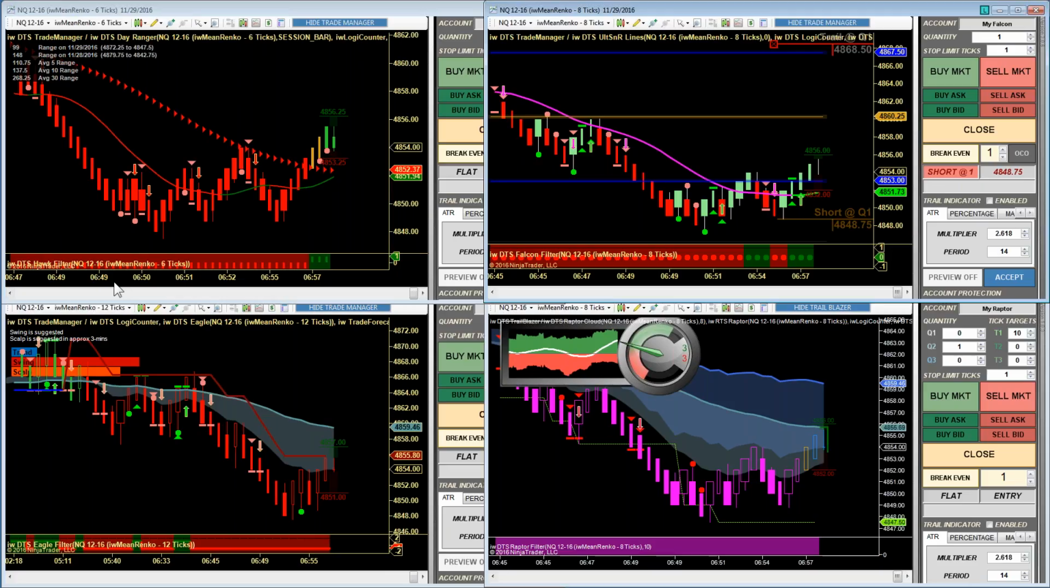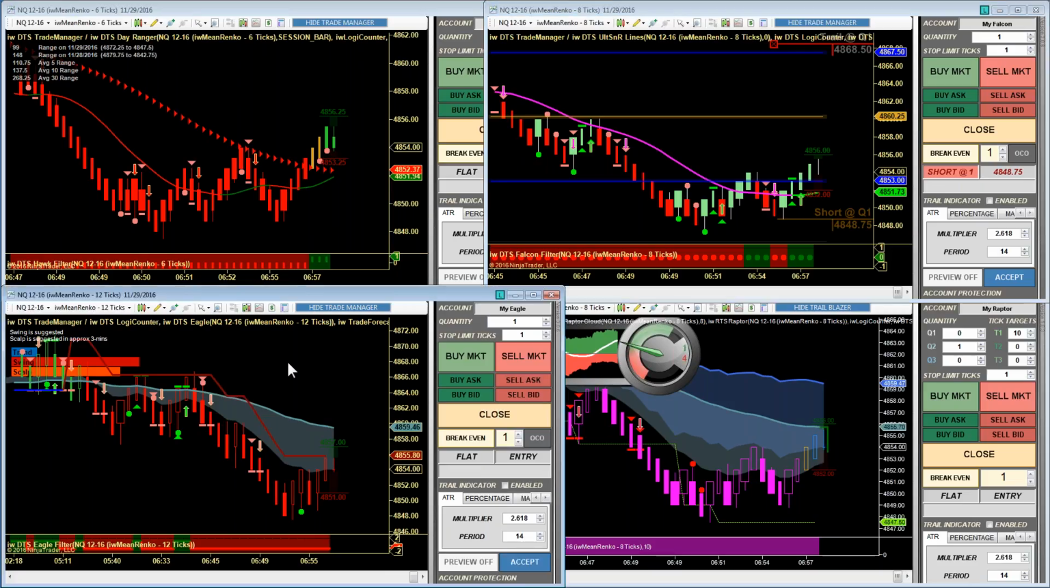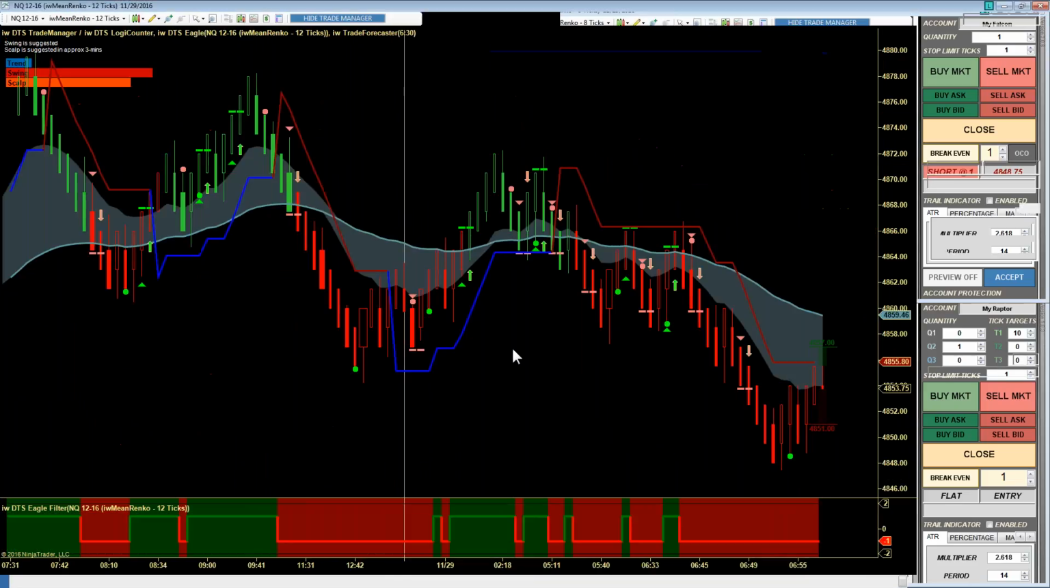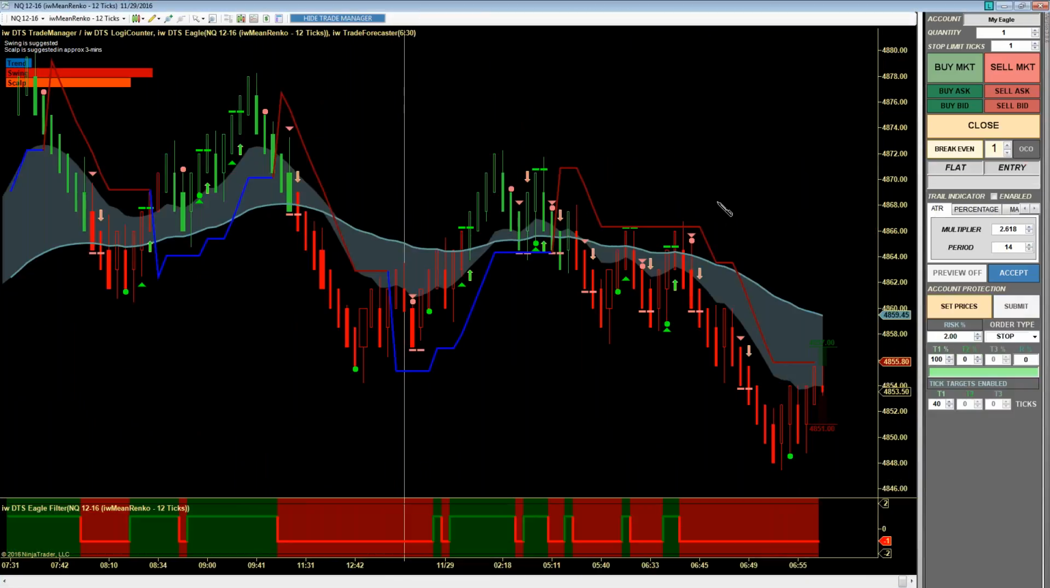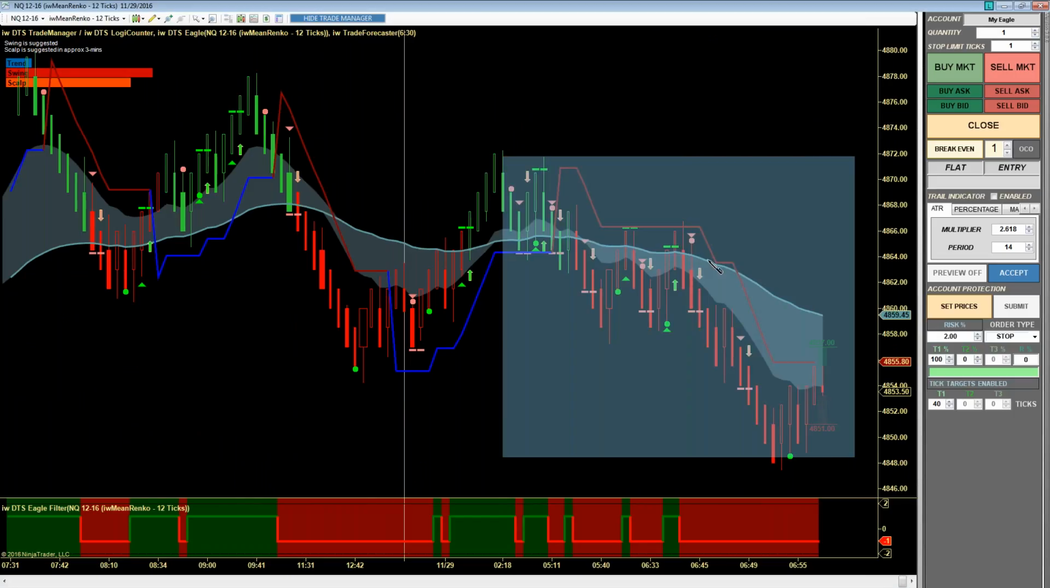My concern is too that maybe it's just going to end up in a sideways range, albeit a rather large sideways range. My concern is that there's not going to be any follow through. The market's just going to waffle a little bit here.